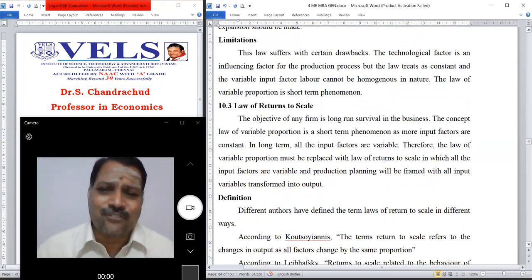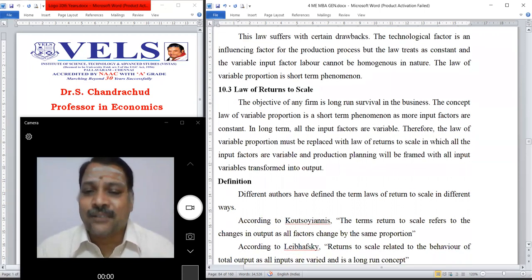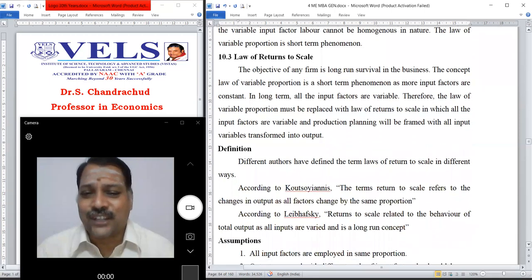The concept of the law of variable proportion is a short-term phenomenon, as some inputs are constant. In the long run, all the input factors are variable. Therefore, the law of variable proportion must be replaced with the law of returns to scale, in which all the input factors are variable and the production planning will be framed with all inputs transformed into output. Let us define the law of returns to scale.